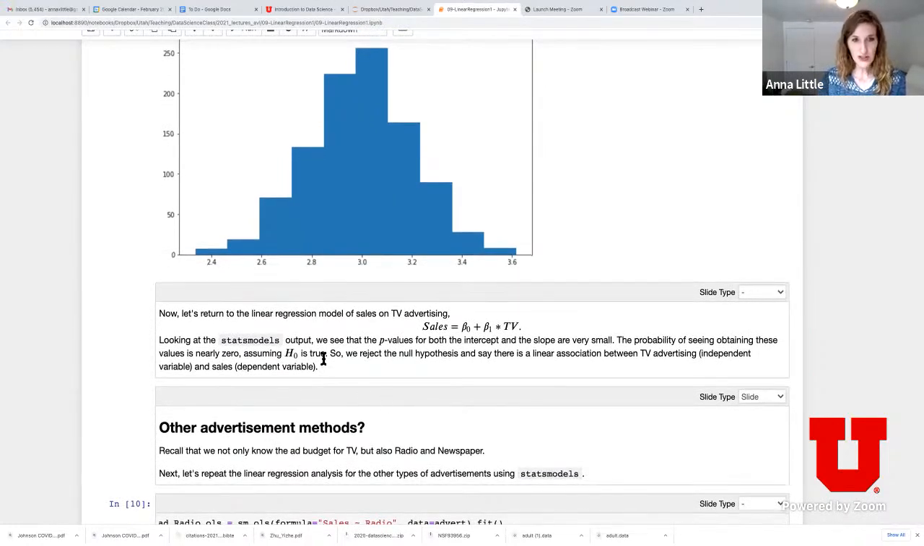Okay, so now let's return to the linear regression model of sales on TV advertising, right? So sales equals intercept plus slope times TV. If we look at the statsmodels output, we can see that the p-values for both the intercept and the slope are very small. So the probability of obtaining these values, if the null hypothesis is true, is nearly 0. So we reject the null hypothesis and we say there is evidence of a linear association or relationship between TV and sales.